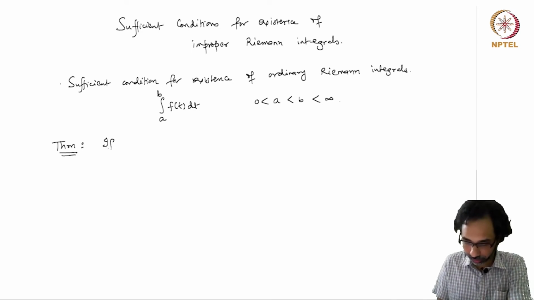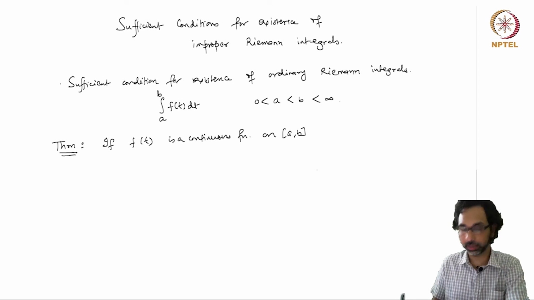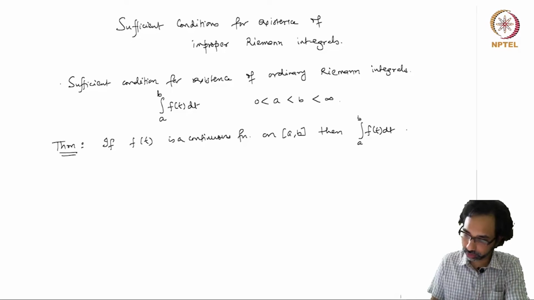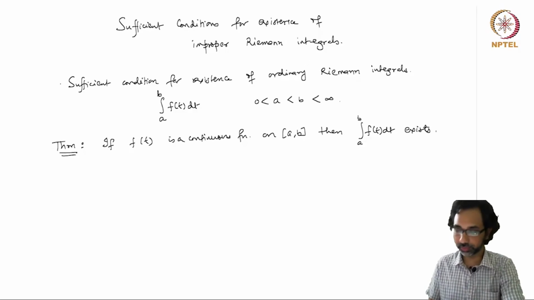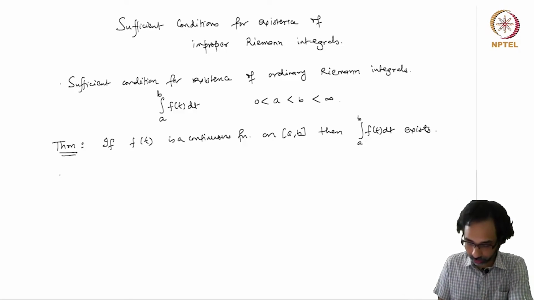This is that if f(t) is a continuous function on the closed interval [a, b], then this integral from a to b of f(t) dt exists, meaning that this is a finite value. So recall the definition of a continuous function.